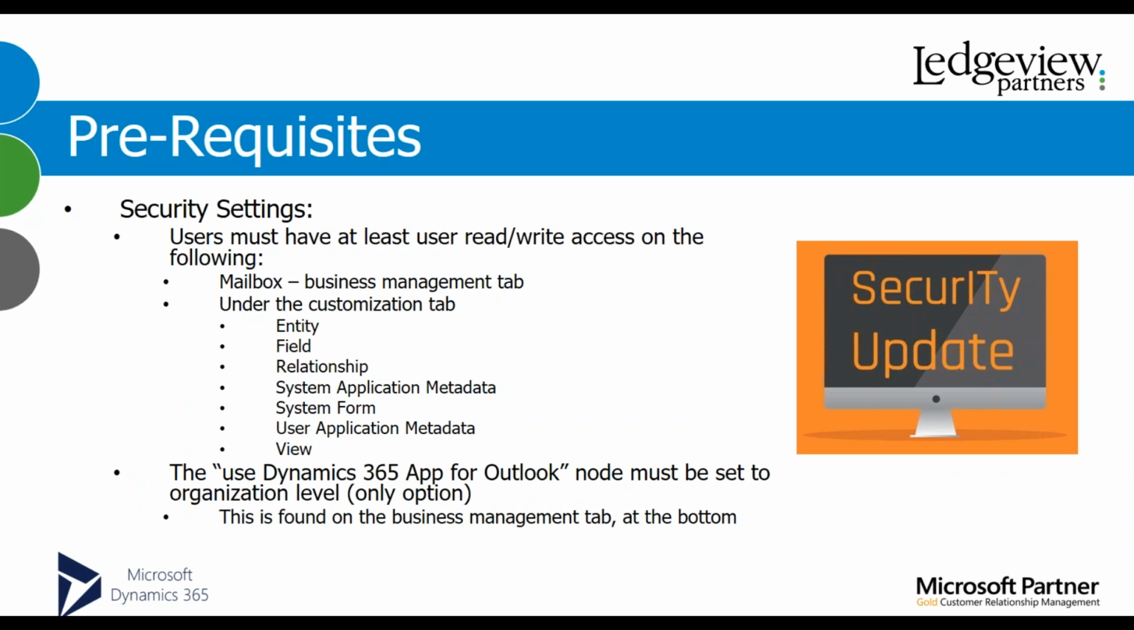There's also a Use Dynamics 365 app for Outlook node. This is at the bottom of the Business Management tab. You want to set this to the organization level, which means completely filled in green. That's the only option. It's either on or off.